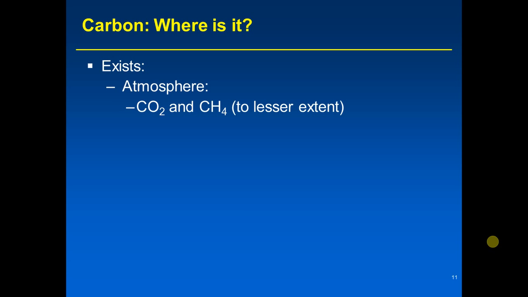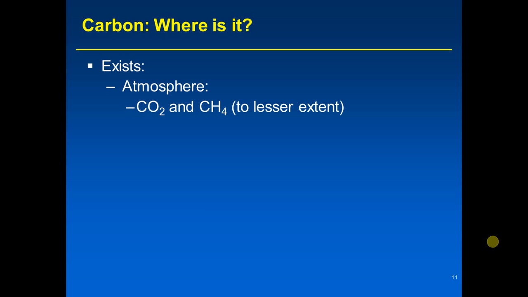Current atmospheric concentrations of carbon dioxide are above 400 parts per million. Methane concentrations have increased as well to near 2 parts per million. So there's about 200 times as much carbon dioxide in the atmosphere as methane. Not to say that methane isn't important when we talk about its contribution to the greenhouse effect.